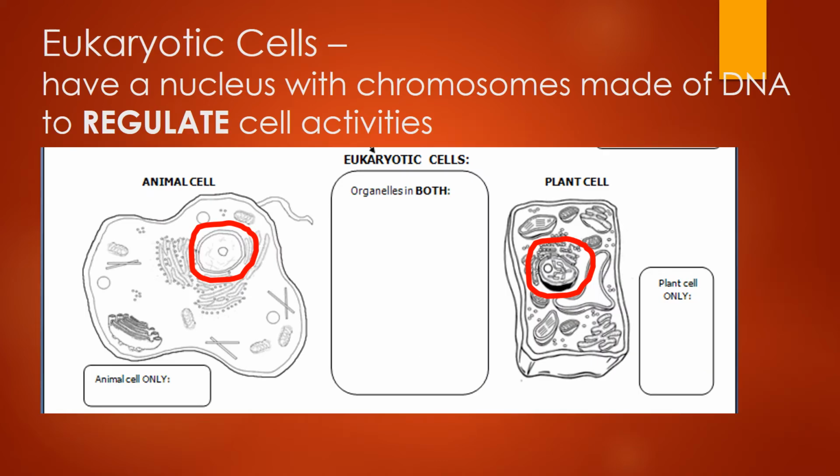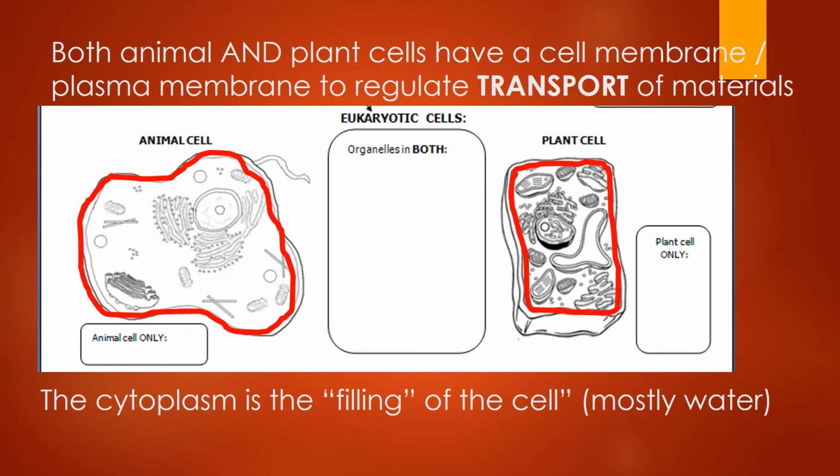Then we have eukaryotic cells. All right, eukaryotic cells are different in that they have a nucleus with chromosomes made of DNA that regulate all the cellular activities. And here, each of the nuclei are circled in the animal and the plant cell in red. Both animal and plant cells have cell membranes or plasma membranes to regulate the transport of materials in and out of the cells. And the cytoplasm is once again the filling of the cell. It is mostly water.